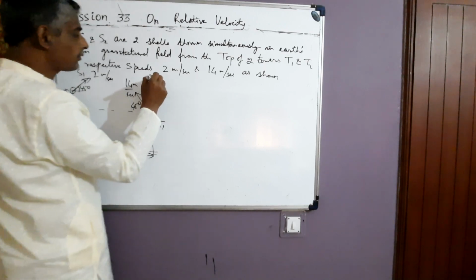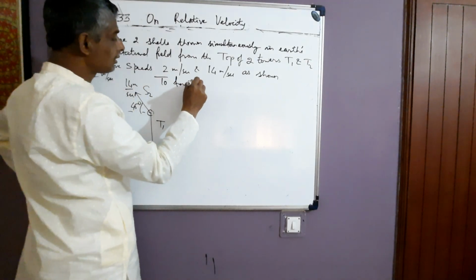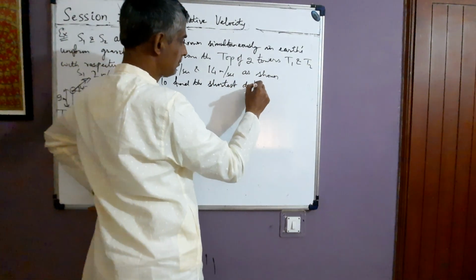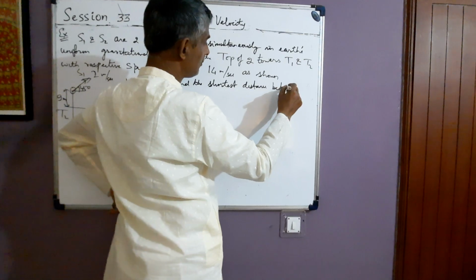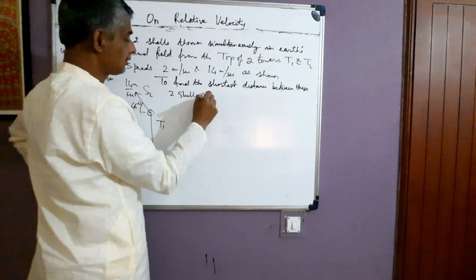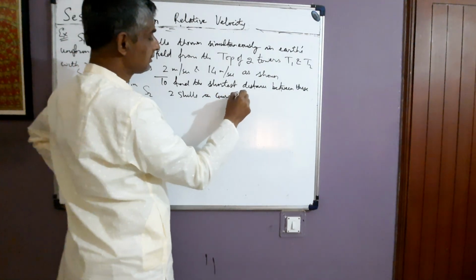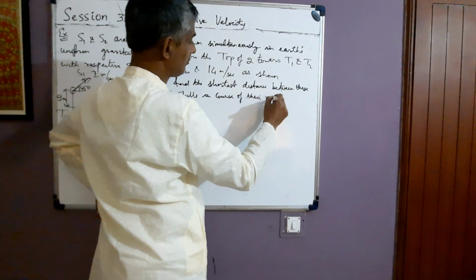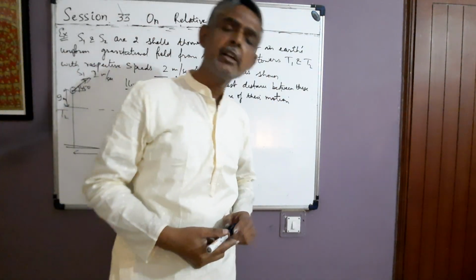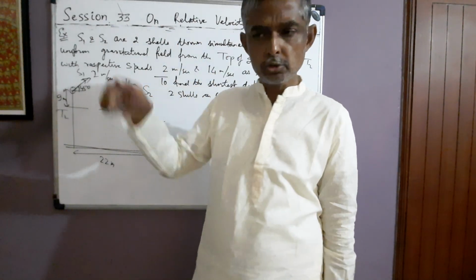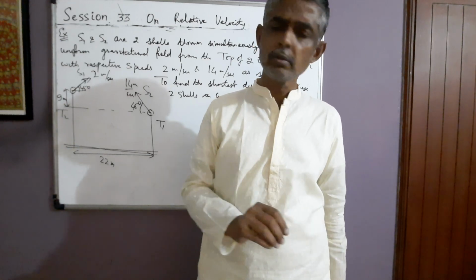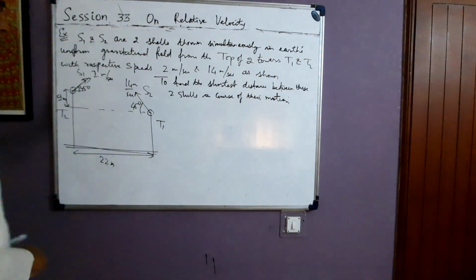Now, question is to find the shortest distance between these two shells in course of their motion. Again, we have to assume ideal case. We have to assume only that acceleration of both the shells are equal to g, downward direction, and there is no effect of air resistance, there is no effect of Earth's rotation, etc. Only ideal case we are taking. Okay, so this is the situation.